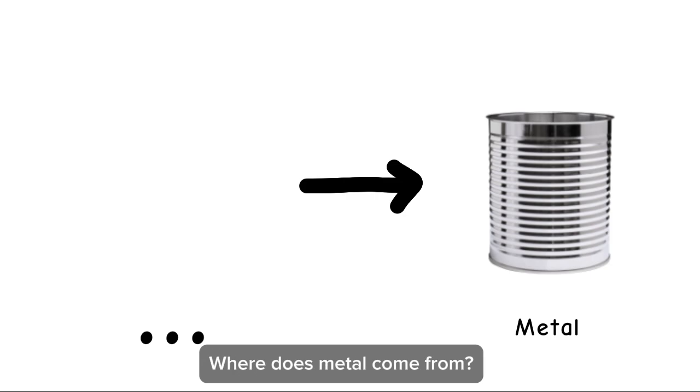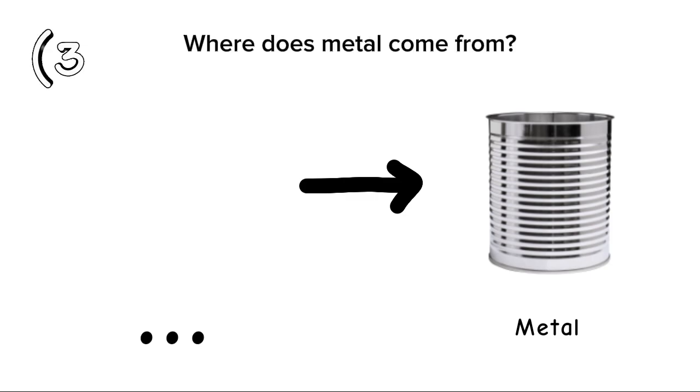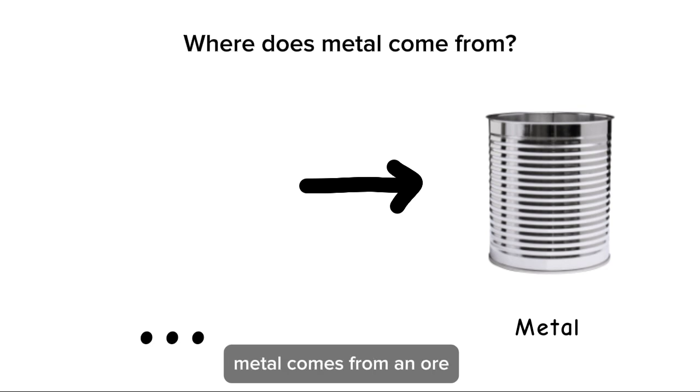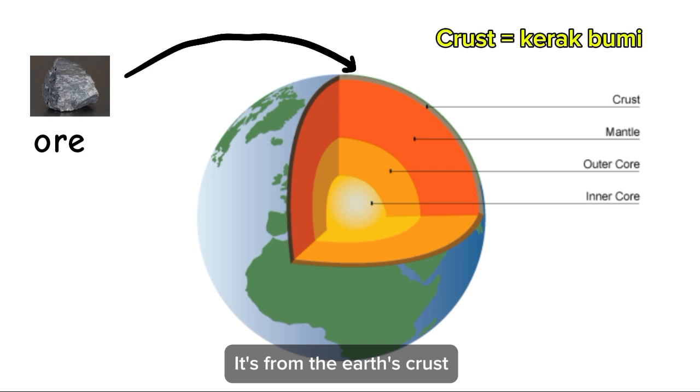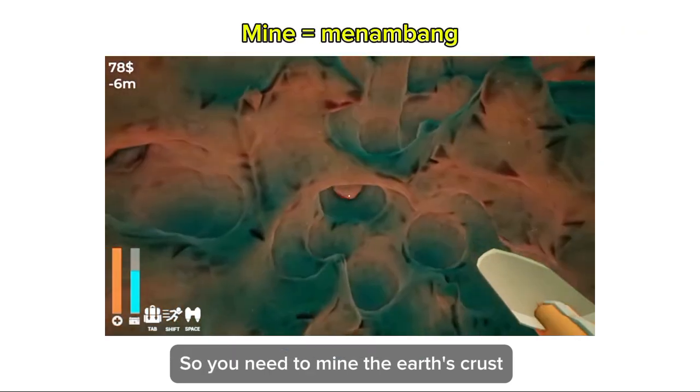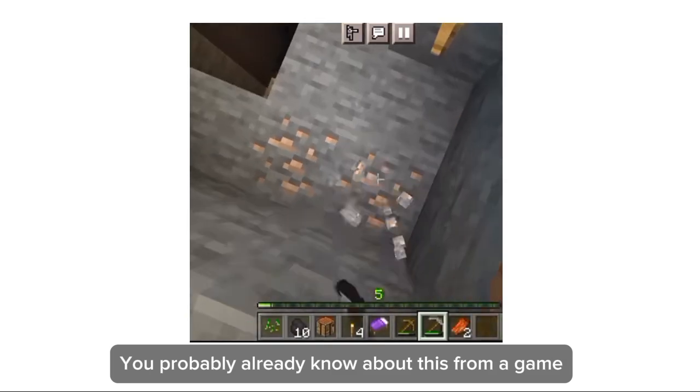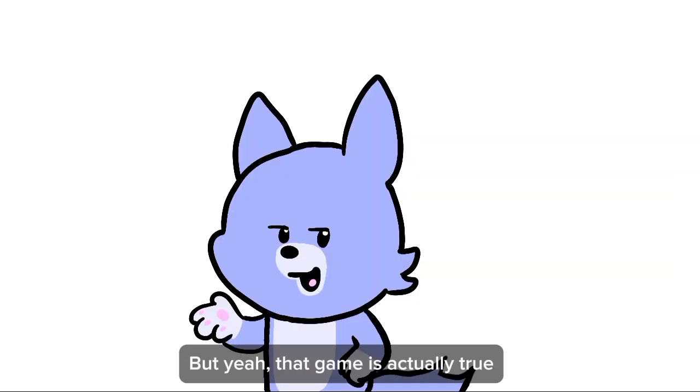How about metal? Where does metal come from? This one is also a bit hard, but metal comes from an ore. Where do you get ore from? It's from the Earth's crust. So you need to mine the Earth's crust to get metal ores. You probably already know this from a game, but yeah, that game is actually true.